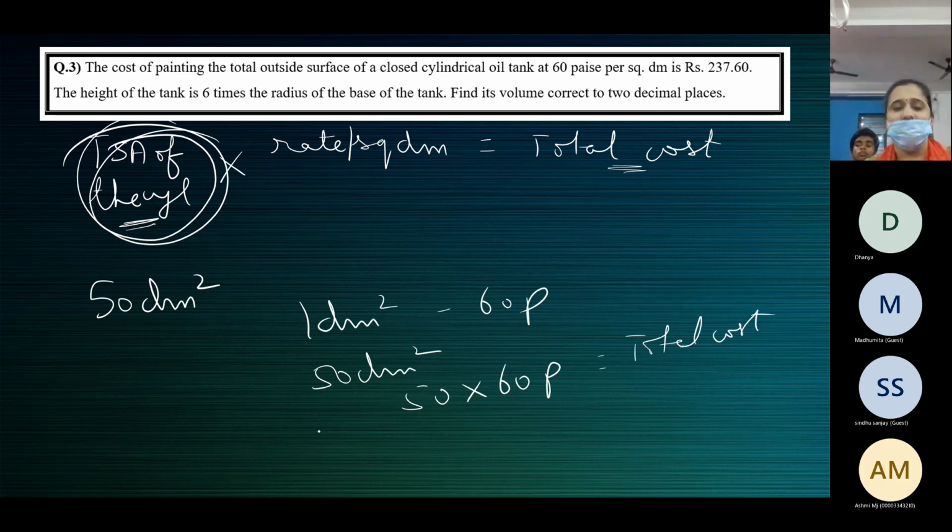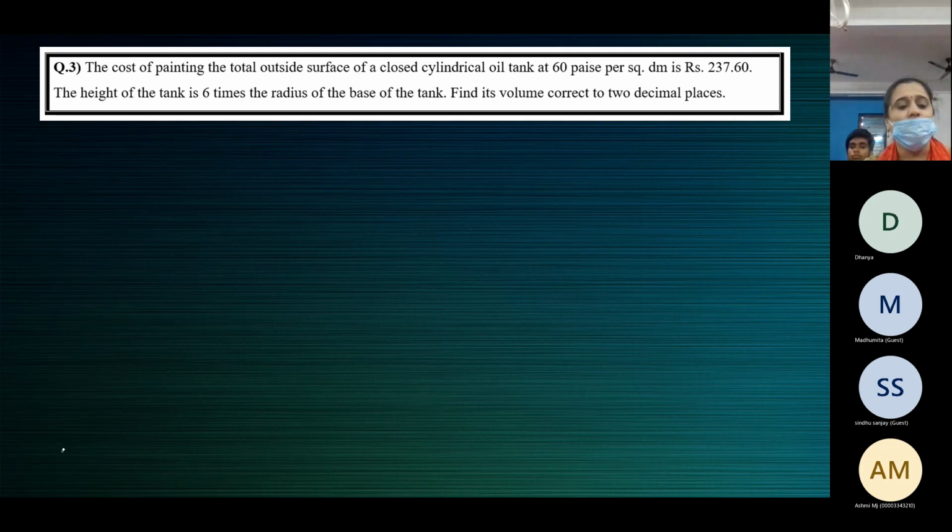The painter says 60 paise for 1 decimeter square. You computed the total surface area of your tank and got 50 decimeter square. So for 50 decimeter square, you'll spend 50 into 60 paise. That is what I've written here. You should not write volume, because you're not doing anything inside the cylinder. So the equation is this. Always, in volumes and surface areas, read the question and write the first equation. If you can write that correctly, you will get the answer.